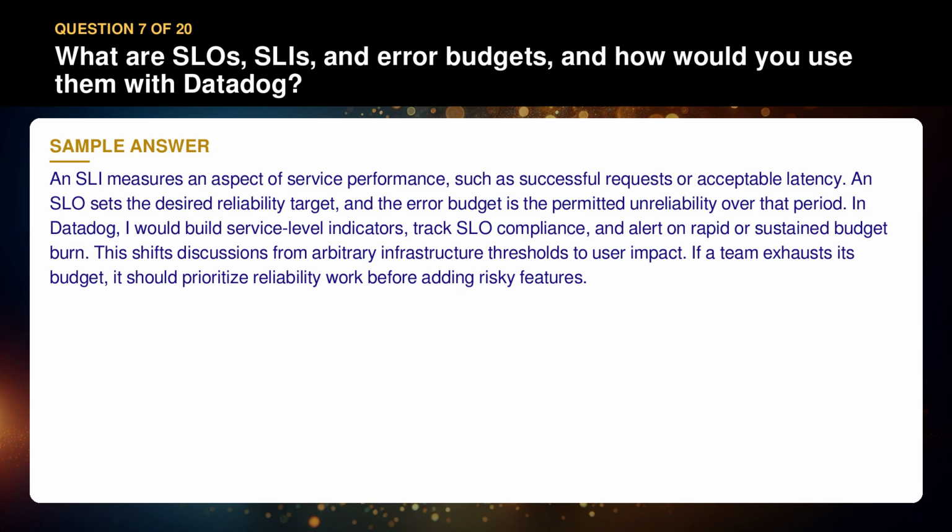In Datadog, I would build service-level indicators, track SLO compliance, and alert on rapid or sustained budget burn. This shifts discussions from arbitrary infrastructure thresholds to user impact. If a team exhausts its budget, it should prioritize reliability work before adding risky features.